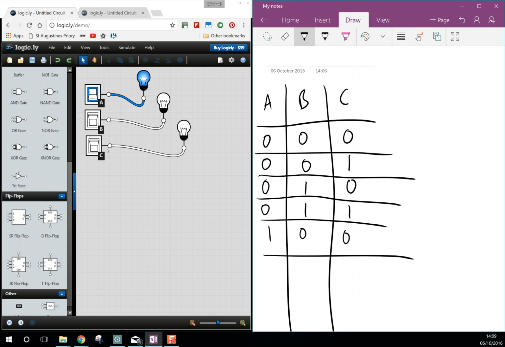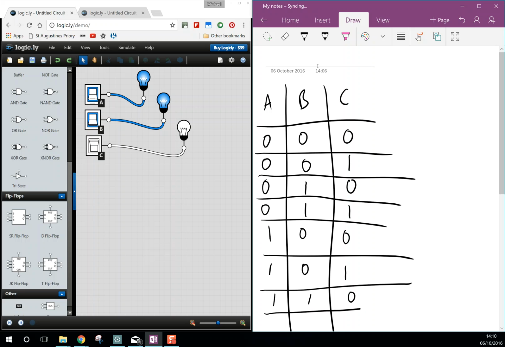And now we can have A on and C on, so that would give us 1, 0, 1. 2 to go. We can turn C off but turn B on, and that would give us 1, 1, 0. And the final combination is when all of the switches are set high or turned on. So that's how we set up a truth table for a logic gate circuit with 3 inputs.